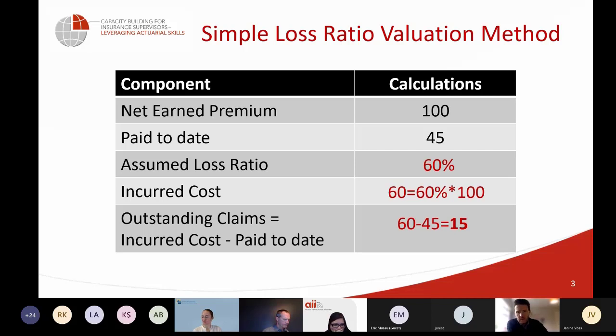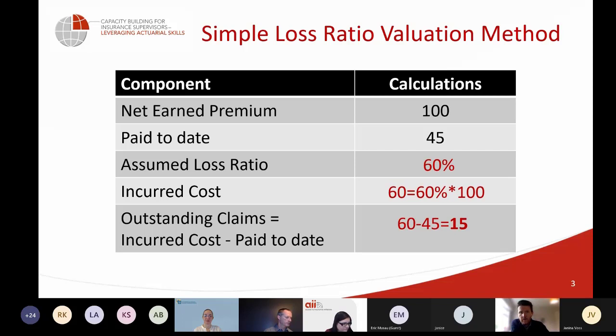So in this example here, we have a net earned premium of 100, and we've paid 45 so far in claims. In order to apply this approach, we need to assume a loss ratio. So if we assume the ultimate loss ratio on that $100 is 60%, that means that the ultimate incurred cost will be 60% times 100, so it'll be $60.